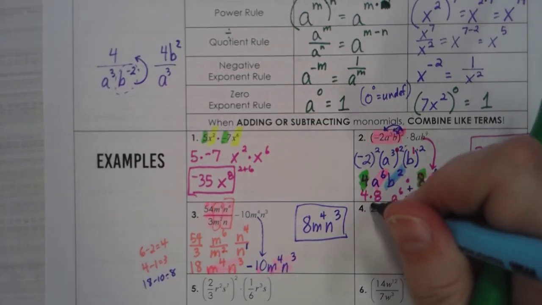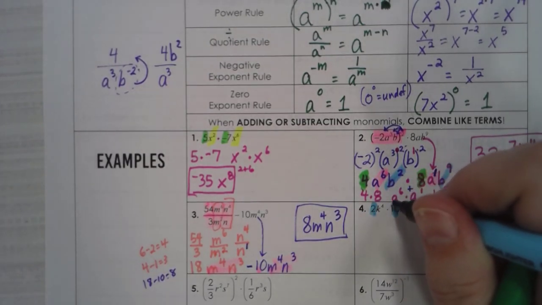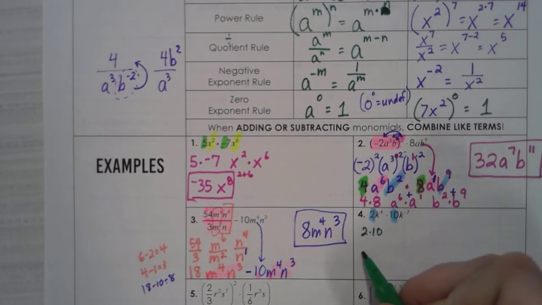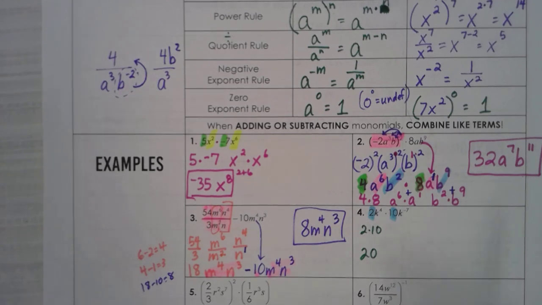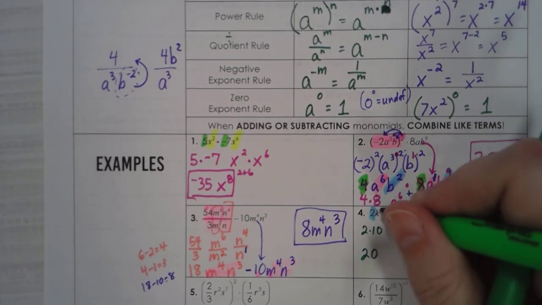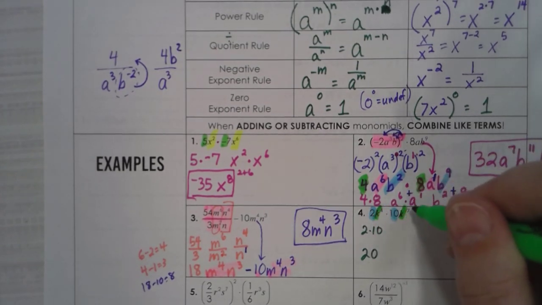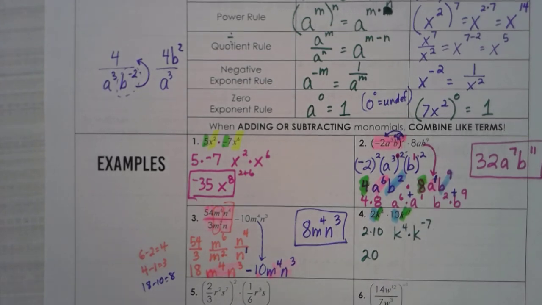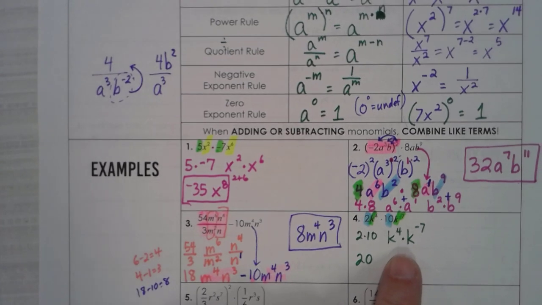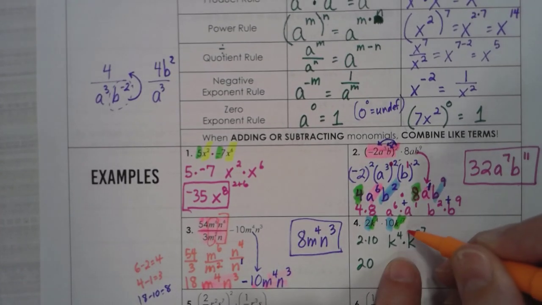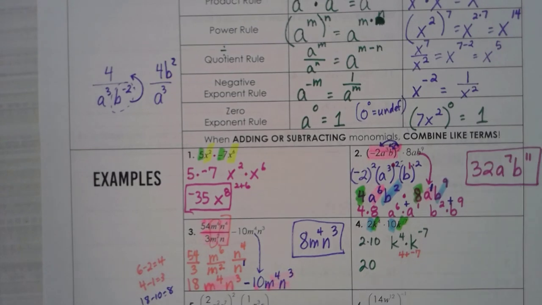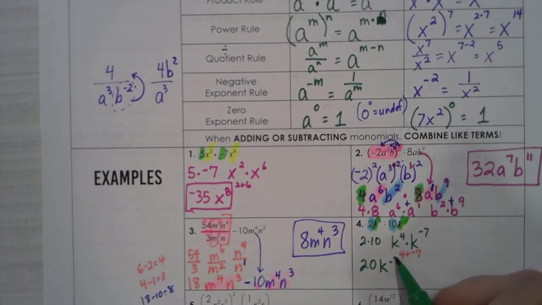Okay, so hopefully you notice that there are no parentheses, so we're just going to do the numbers. So that says 2 times 10. 2 times 10 is 20. And then we have this k to the 4th and a k to the negative 7. K to the 4th times k to the negative 7. So those are being multiplied together. So what should we do with those exponents? Add them. 4 plus negative 7 makes negative 3.